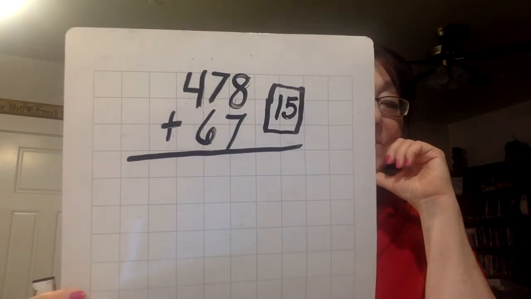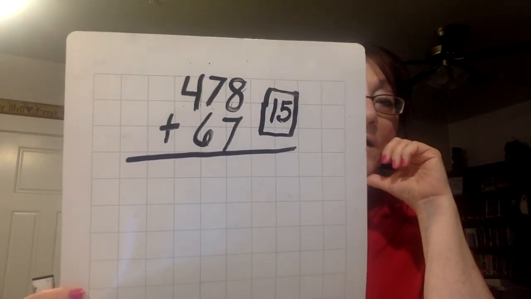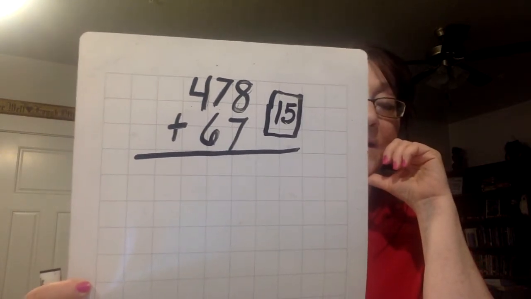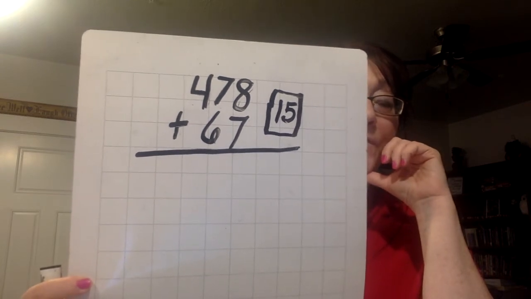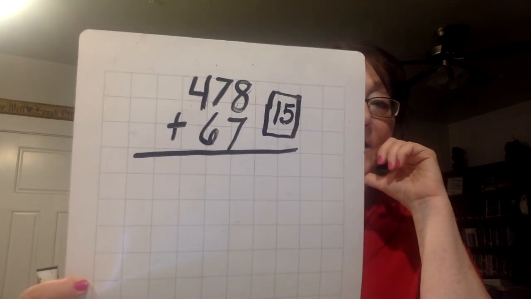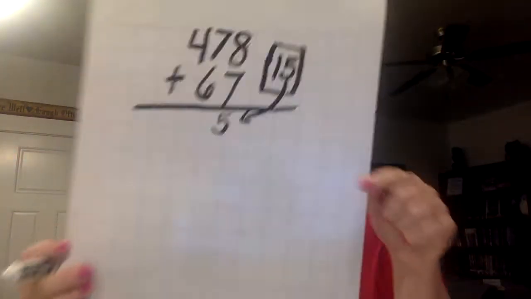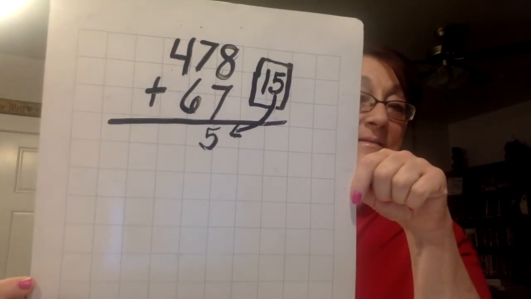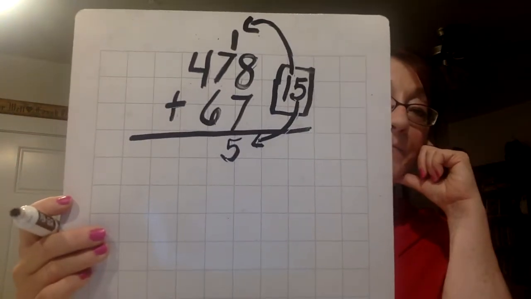Okay, 8 plus 7 is 15. Now, if you recall, of course that's more than 9. We look in the number 15, the 5 is representing ones. So I draw an arrow down, and my 5 is going to go into the ones place. And then that new 10 that I made, I'm going to draw an arrow and put that new 10 in the tens place.